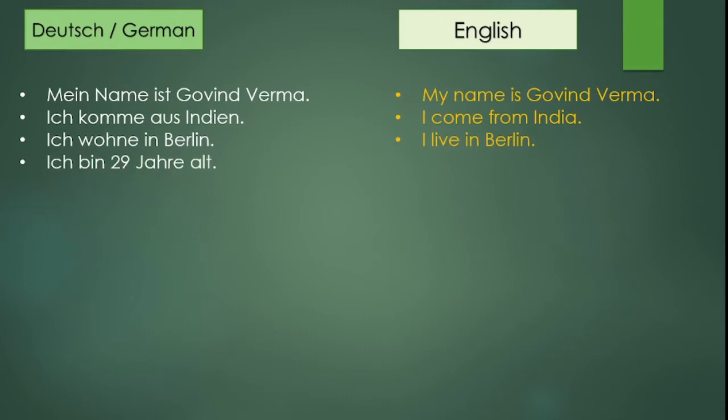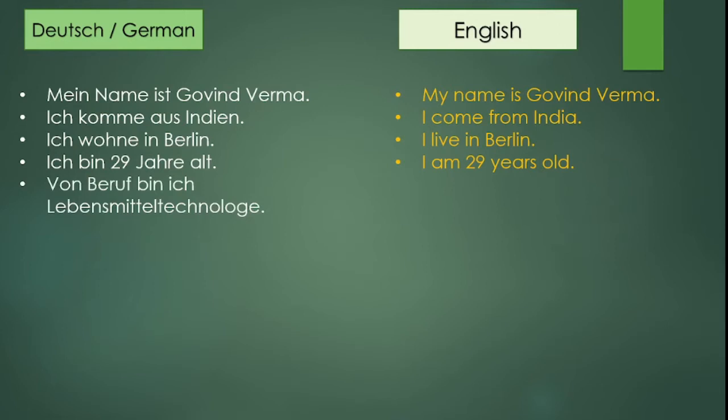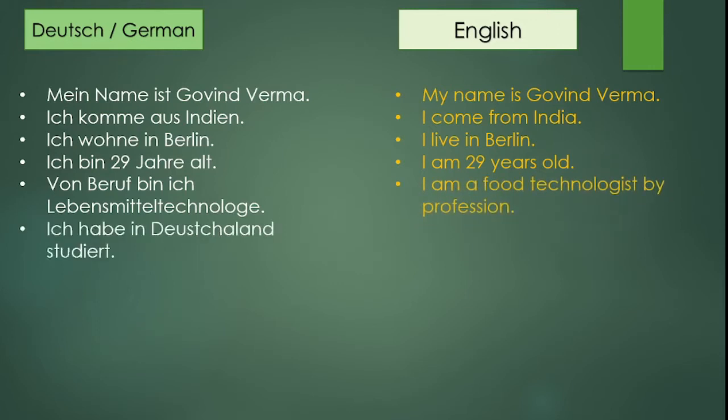Then you can mention how old you are. Ich bin 29 Jahre alt, which means I am 29 years old. And here you can mention what your profession is. In my case, von Beruf bin ich Lebensmitteltechnologe, which in English means I am a food technologist by profession. Ich habe in Deutschland studiert. You can mention where you have studied.